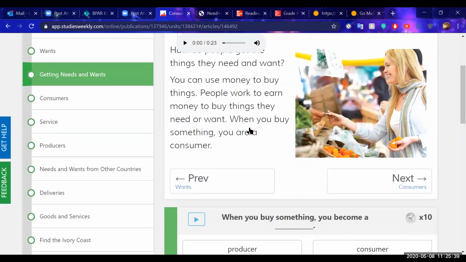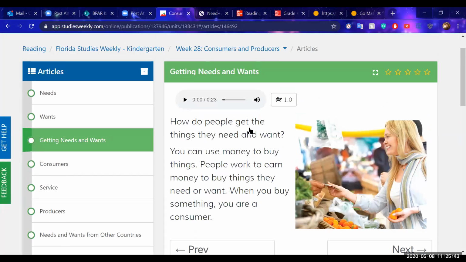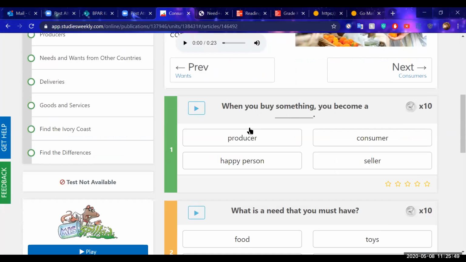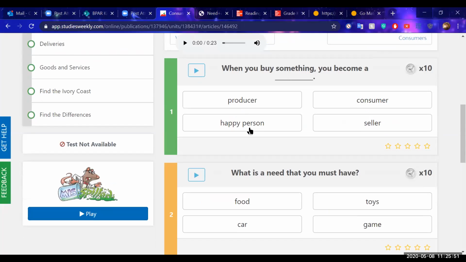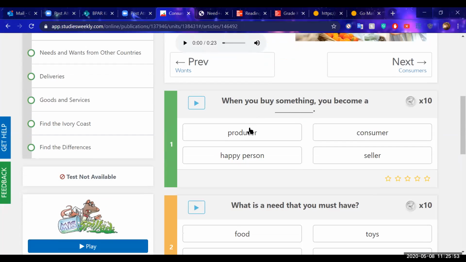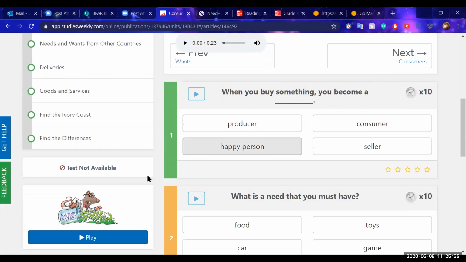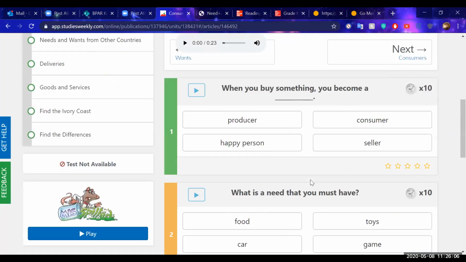When you buy something, you are a consumer. What is a consumer? Someone who buys something. So tell me, when you buy something, you become a producer, consumer, happy person, or seller. The right answer is consumer. Great job.